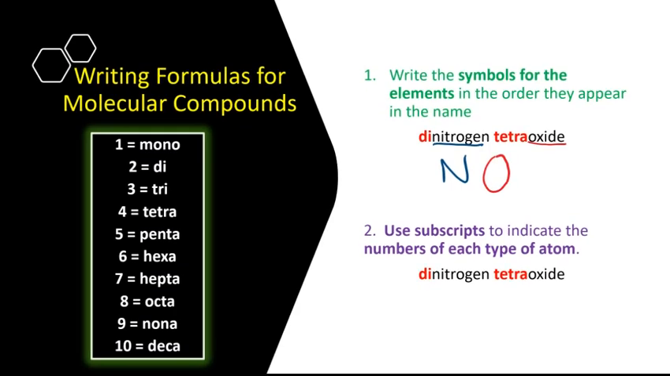Step number 2 tells us to use subscripts to indicate the numbers of each type of atom. Okay, let's copy the symbols again, and let's work with the subscripts. On nitrogen, we see there's di. And on oxide, we see it's tetra. These are the prefixes that are used to tell the amount of atoms present.